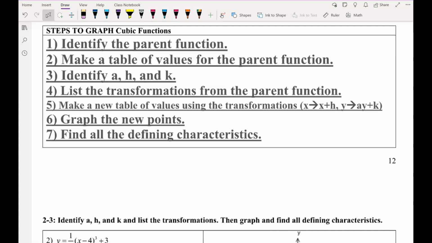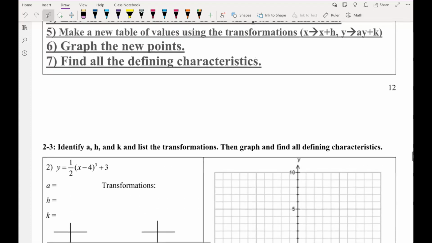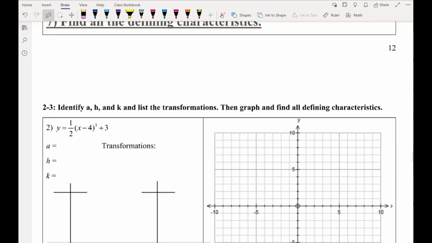Okay. Hey, Kyle, am I going too fast, hon? Not really. Okay, cool. Let's go. Kyle, can you read the instruction to our last 2 examples? Identify A, H, and K, and list the transformations, the graph, and find all the defining characteristics. Okay, yeah, so the characteristics, we'll save it for the next section.